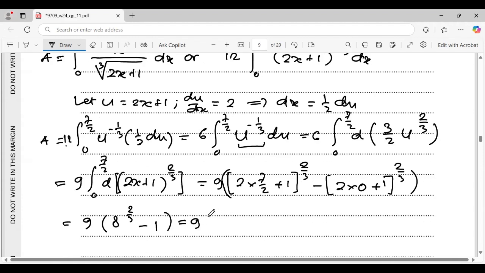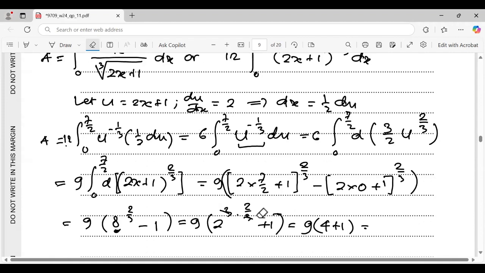So 9 times, this is 2 cubed. 2 cubed power 2/3 becomes 4, minus 1. This one is 1. So 9 times 3, 27. Well, okay, number 8.